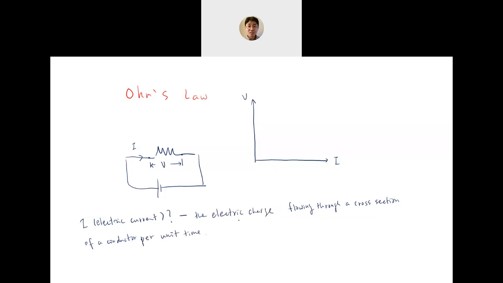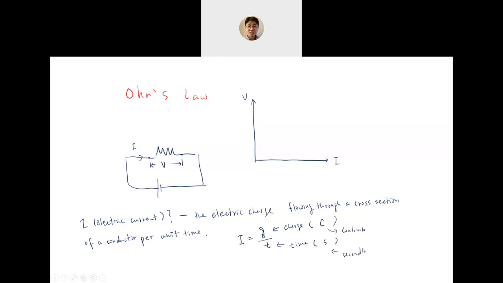Then we can write the electric current as the charge divided by time. This is the charge, divided by time. Charge is written in the unit of coulomb, and time is written in seconds. Coulomb is the unit of charge, and this is the second.